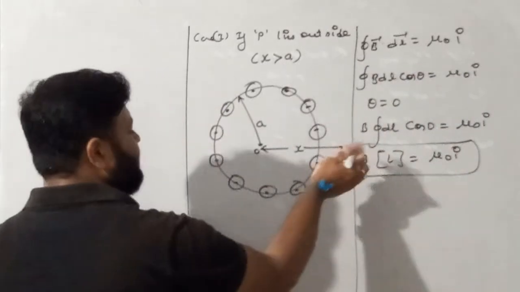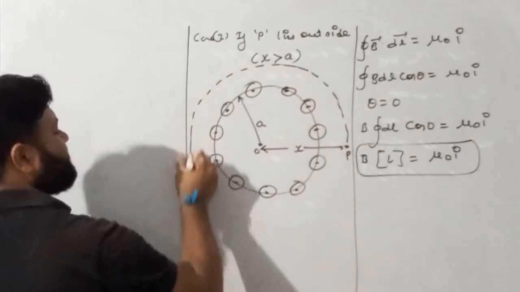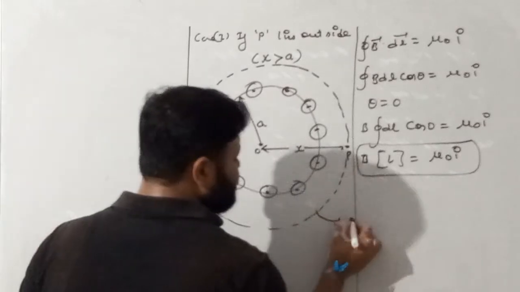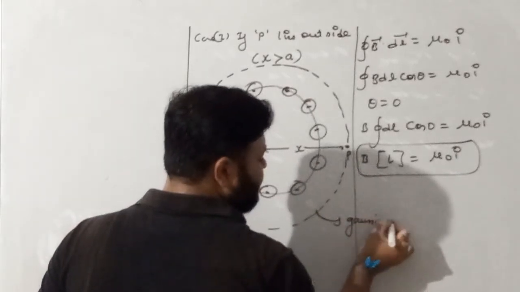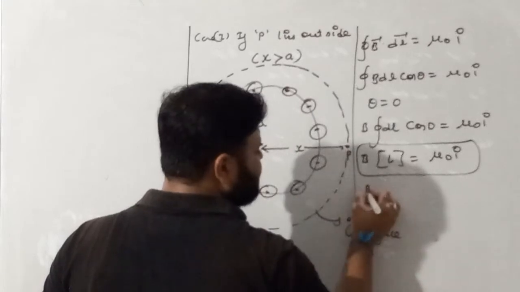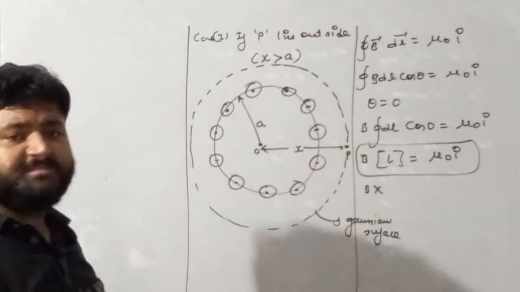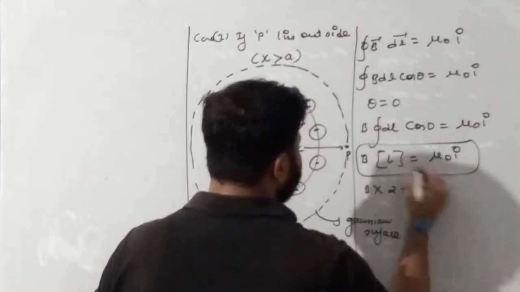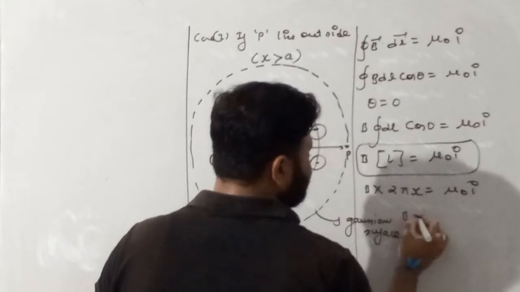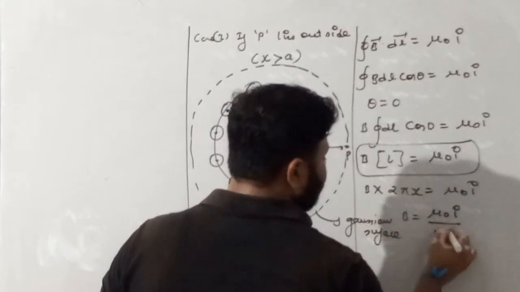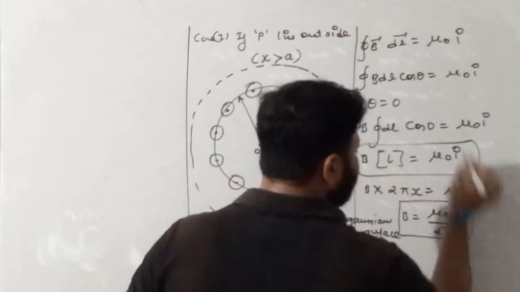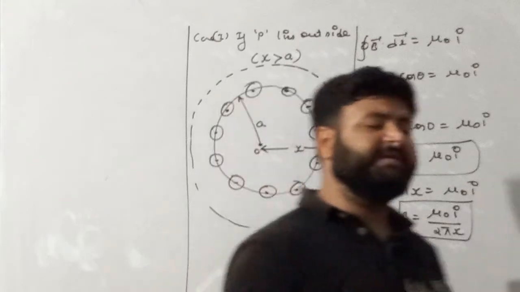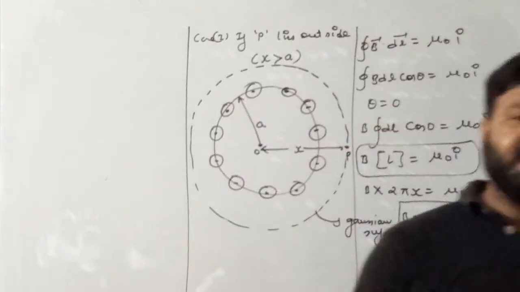So this is point P. Enclose this point P with a Gaussian surface. The Gaussian surface must be spherical in shape. So this is our Gaussian surface. The length of the Gaussian surface is equal to its circumference, which is 2 pi x. So B times 2 pi x equals mu naught I, so B becomes mu naught I upon 2 pi x. This is the value of the magnetic field due to the current carrying hollow wire if P lies outside.